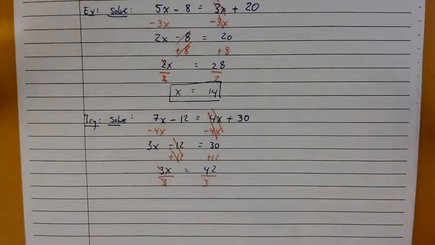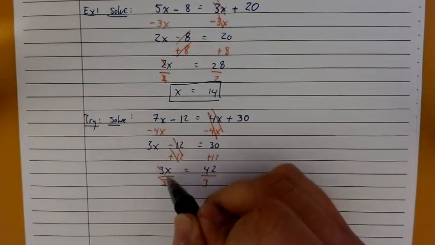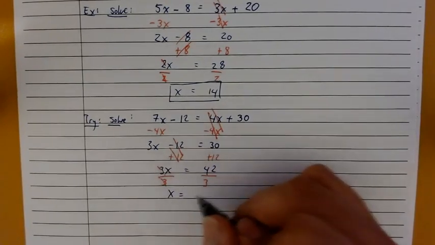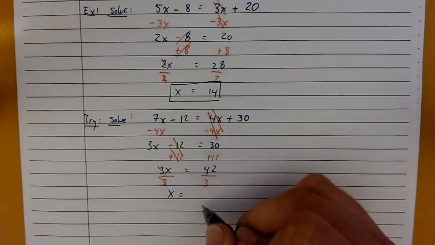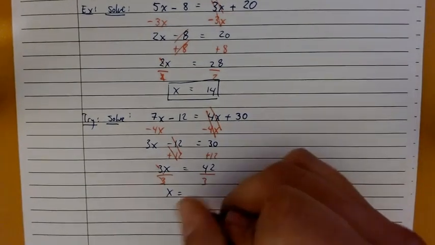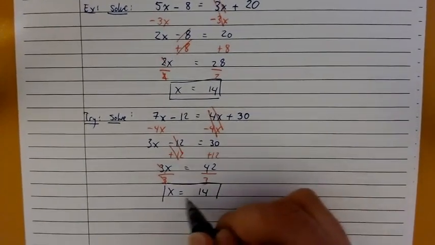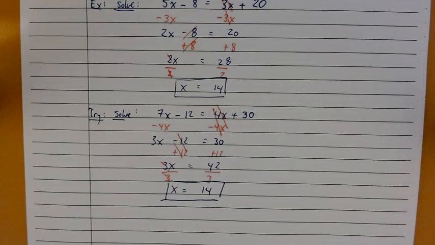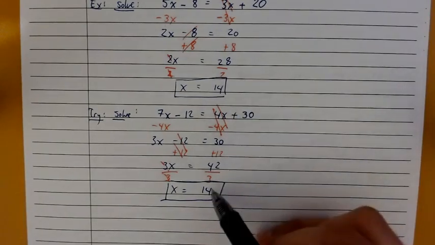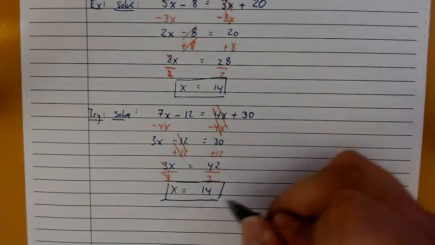That x is now by itself. It's been isolated because this is 1. So that's 1x. And on this side, 42 divided by 3, oh, that'll give us what, 14? 14. And that is our solution. Oh, that's a coincidence. It's the same number. That was purely by accident.